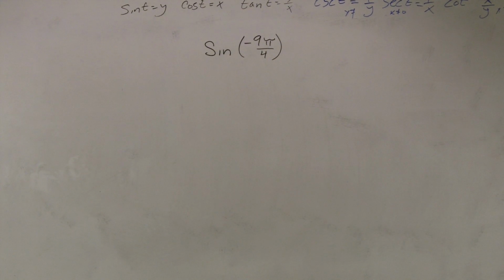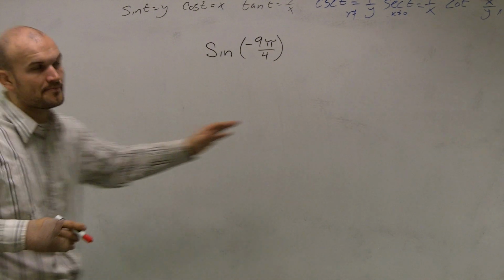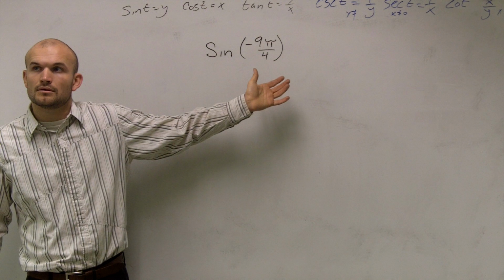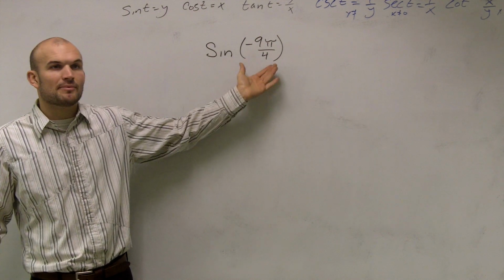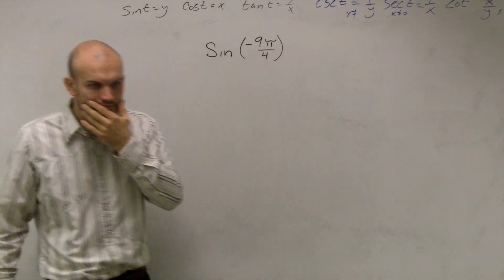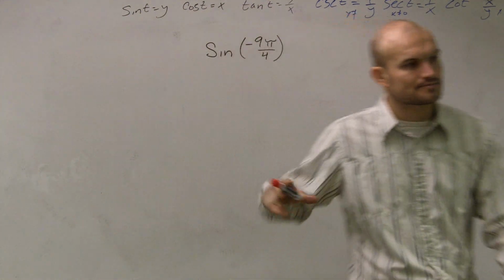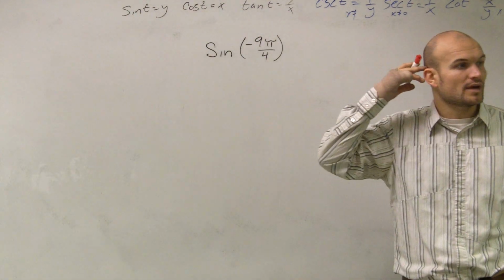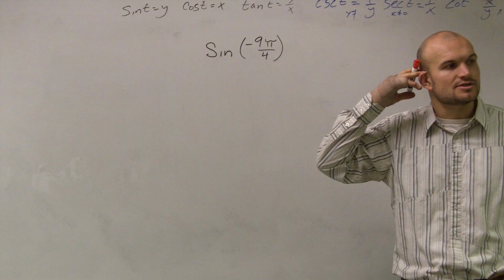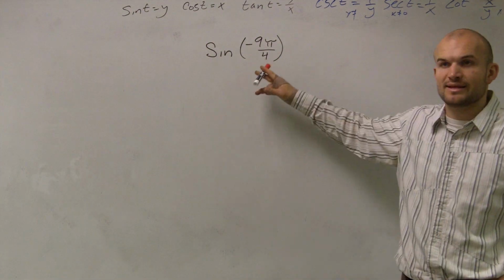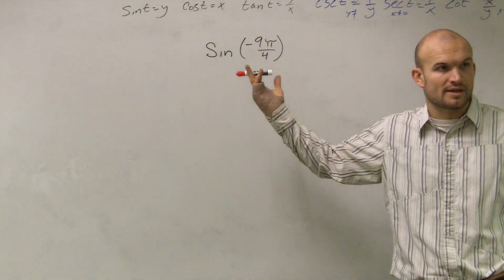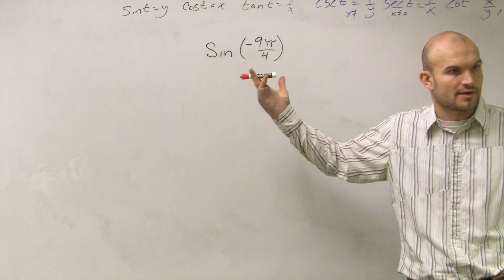All right. What I want to do is show you guys how to evaluate this problem by using period as an aid. Previously, what I've showed you guys to do is, if you want to evaluate this, you first need to find where this coordinate point is on a unit circle, right?